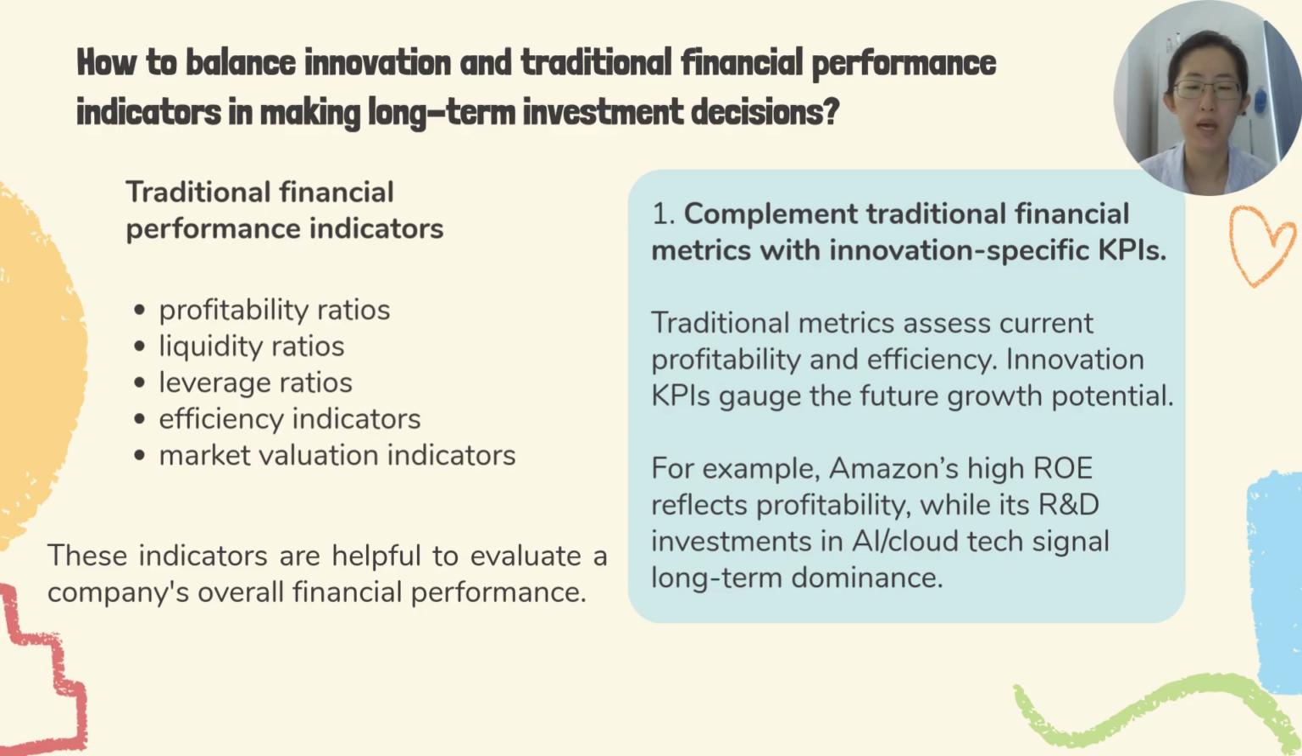First of all, managers can complement traditional financial metrics with innovation-specific KPIs. Traditional metrics such as return on equity, return on assets, and profit margin assess current profitability and efficiency. Innovation KPIs such as R&D investment, time to market, and customer adoption rates gauge the future growth potential. For example, Amazon's high ROE reflects profitability, while its R&D investment in AI and cloud tech signals long-term dominance.